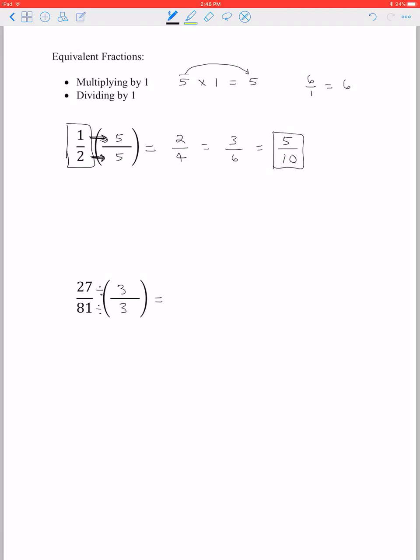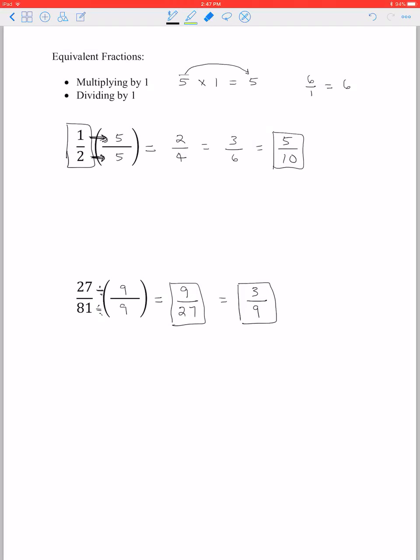Okay, and 27 divided by 3 is 9. And 81 divided by 3 is 27. Okay, and that is still equivalent to 27 over 81. So that's the same as 27 over 81, has the same value. But what if I divide by another form of 1? Let's say I know that both 27 and 81 are both divisible by 9. Okay, so if I divide the top by 9 and divide the bottom by 9, 9 over 9 is 1. So 27 divided by 9 is 3, and 81 divided by 9 is 9. And that is, again, equivalent to, has the same value as, 27 over 81.